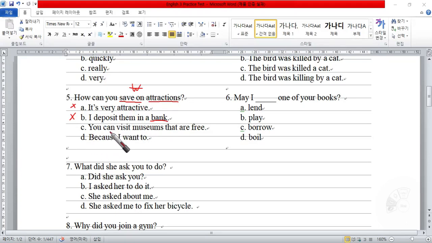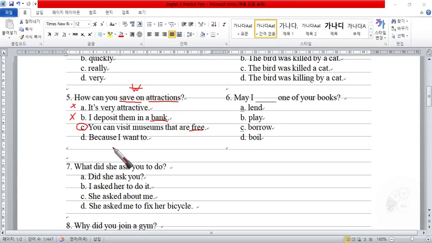Number 5, you can visit museums that are free, or you can visit free museums. So this person wants to spend money on attractions. He wants to spend less money. The answer for number 5 is C. You can visit. So how can I save? You can visit museums, or you should visit museums that are free. So they're interesting, they give you information, they don't cost you money. That's a way to save money. Or maybe a museum has a low price.